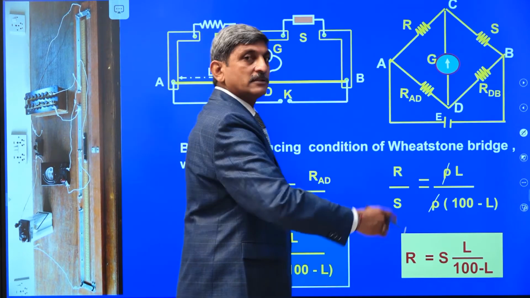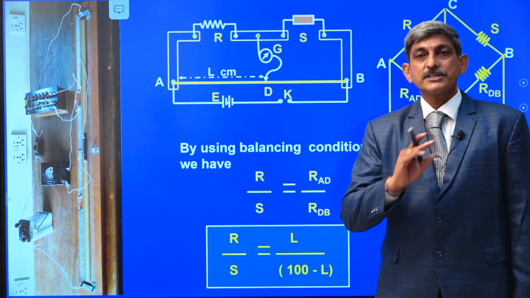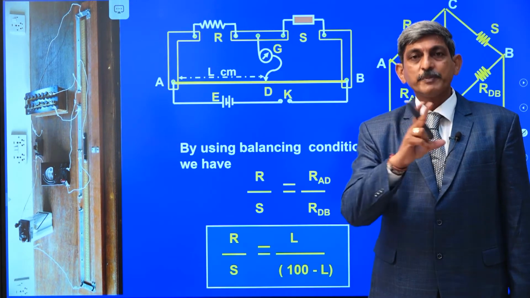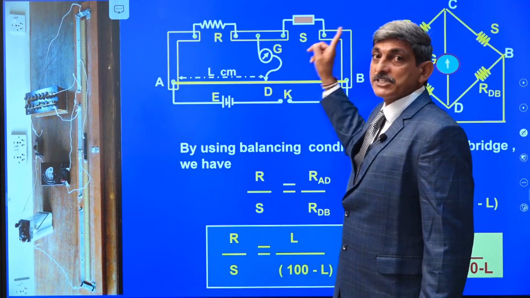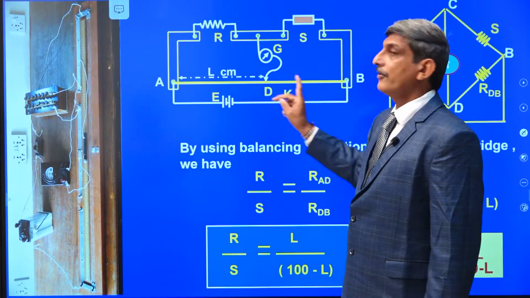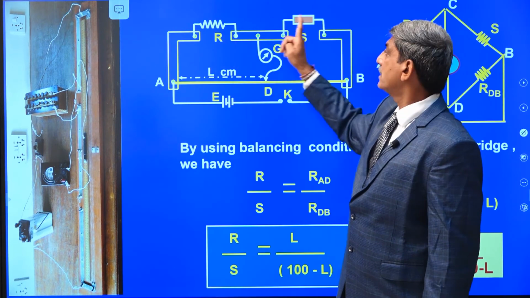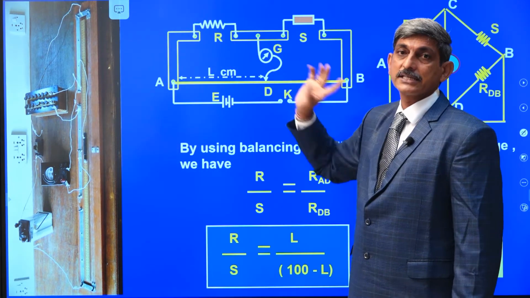While doing this experiment, we have to take some precautions. The first precaution is the connections must be tight. The connections must be tight while connecting the unknown resistance box, battery, galvanometer, etc. in the circuit.